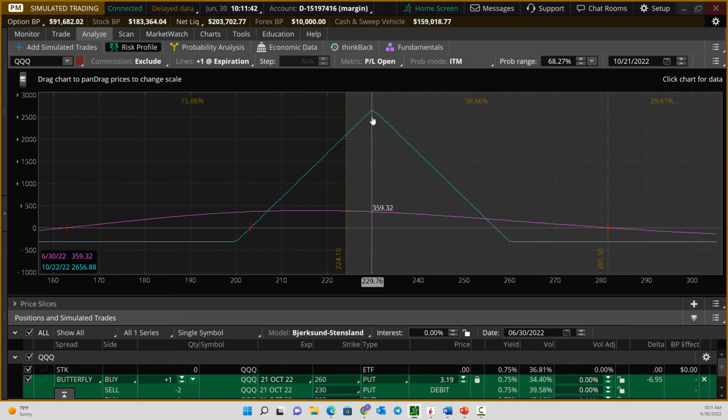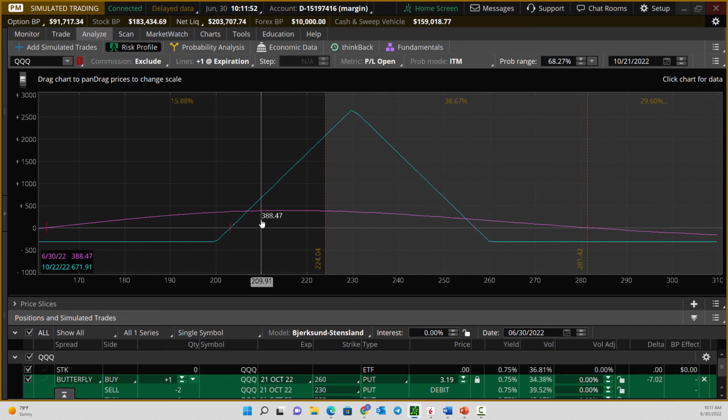2,681 is your max reward. So 2,600 reward, $300 at risk. Now, here's the thing. Let me say something about the risk management, trade management of this. I almost hate talking about the max reward because the max reward's not going to happen.